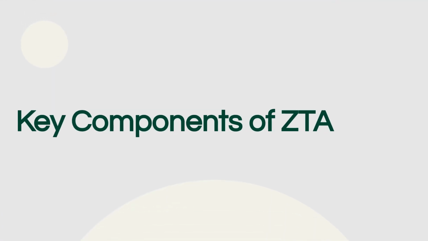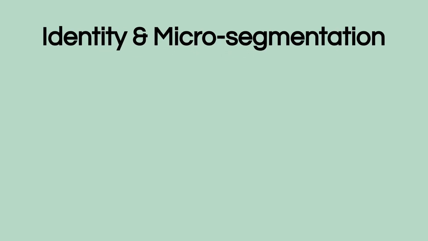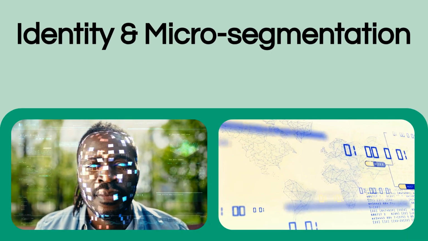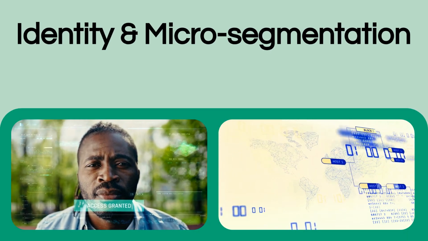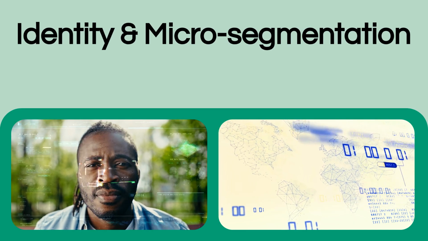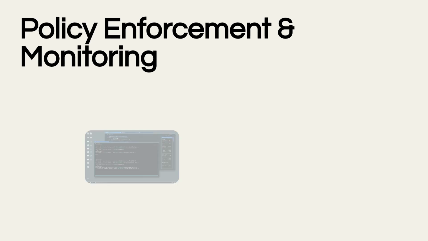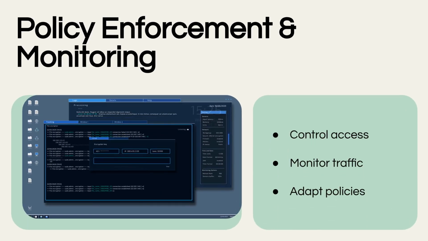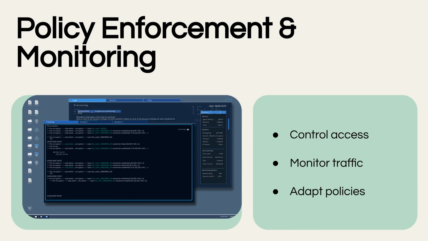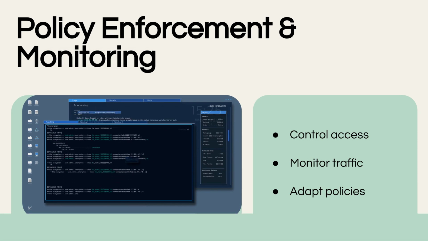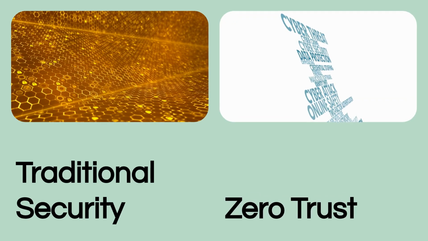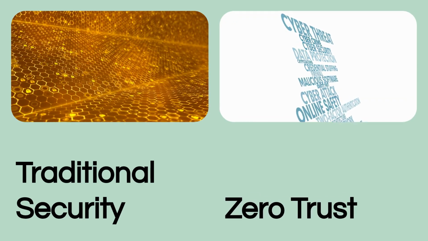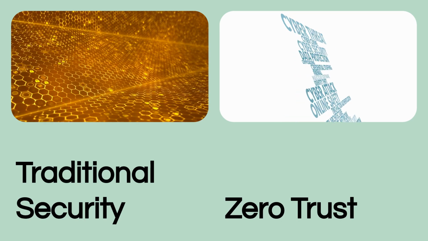To successfully implement Zero Trust, several key components work together to enforce security policies across the digital environment. These include strong identity management for user verification and microsegmentation, which divides the network into small, secure zones. Policy enforcement points control access, while continuous monitoring tracks traffic and adapts security policies in real time based on risk assessments.